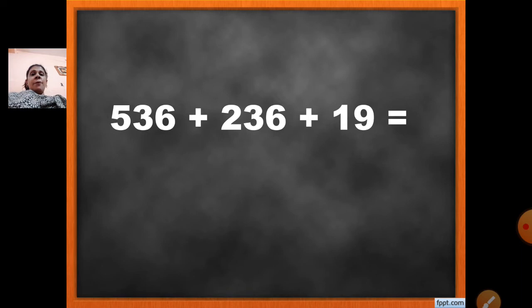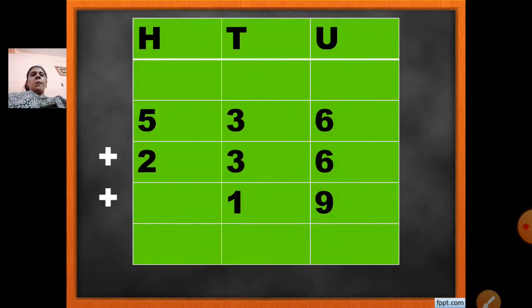Let us arrange them vertically, children. Okay, now we have arranged them vertically according to their place value. So what we are going to do, we are going to start from our right hand side, that is from the units place. Always you will add from your right hand side, that is from the units place. So we are going to add units with units, tens with tens, and hundreds with hundreds. So let us add.